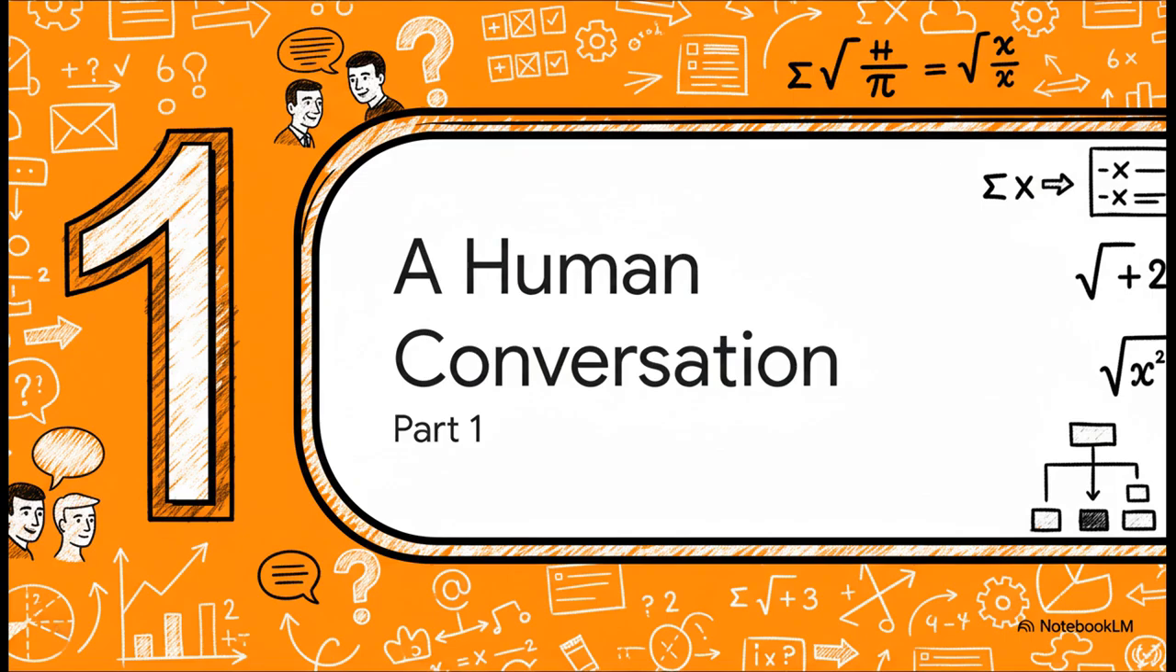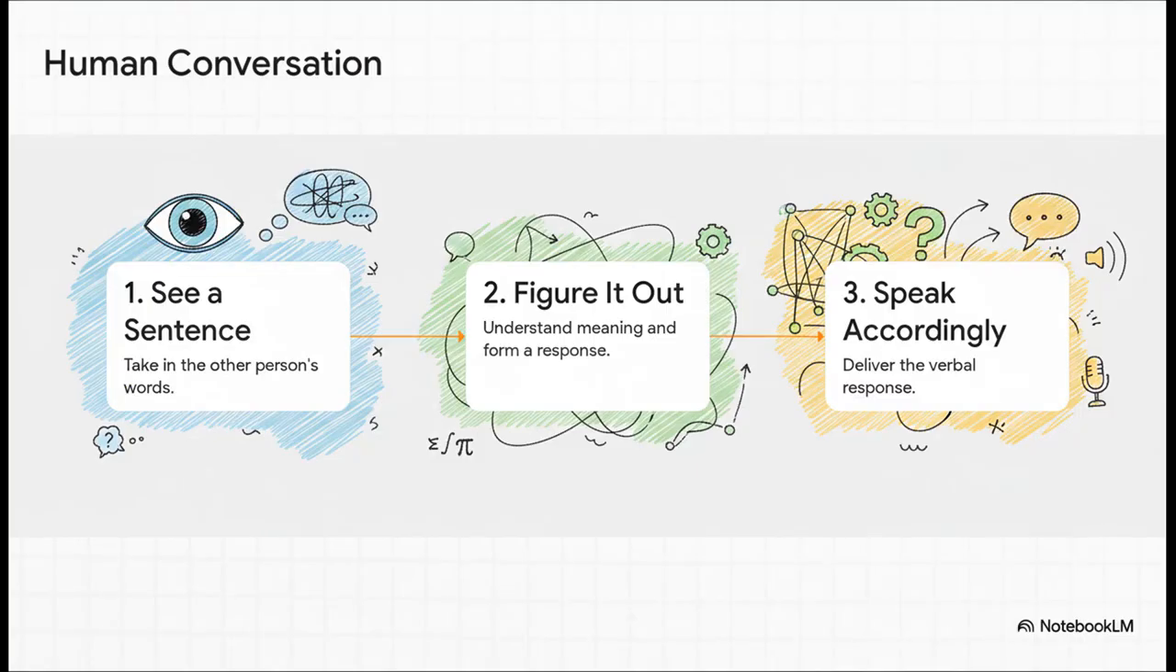Okay, so part one, a human conversation. To figure out how a machine talks, we've got to first look at how we do it. Let's start with something we're all experts in. Just a normal, everyday human chat. I mean, think about it. When you're talking with a friend, it just flows, doesn't it?